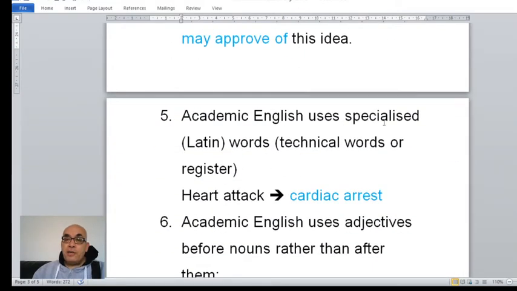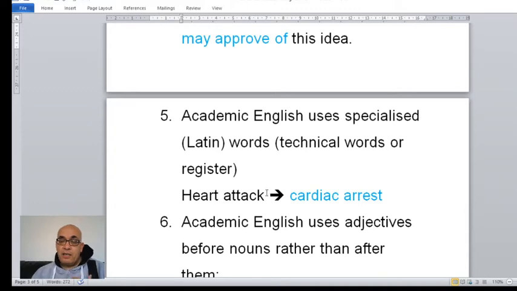Academic English uses specialized words, which are taken from Latin, and it uses technical words or register. What is register? Register is the use of technical words in one's profession or one's job. Or you can say it is the use of specialized language by specialists who work in the same field. This is a register. It is the use of specialized language by specialists who work in the same field.